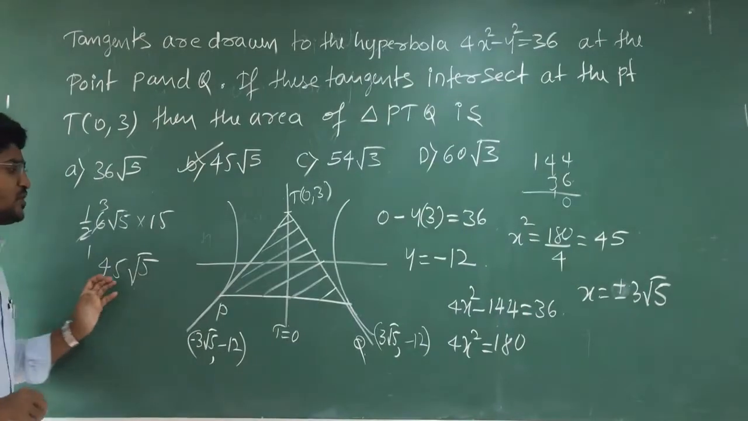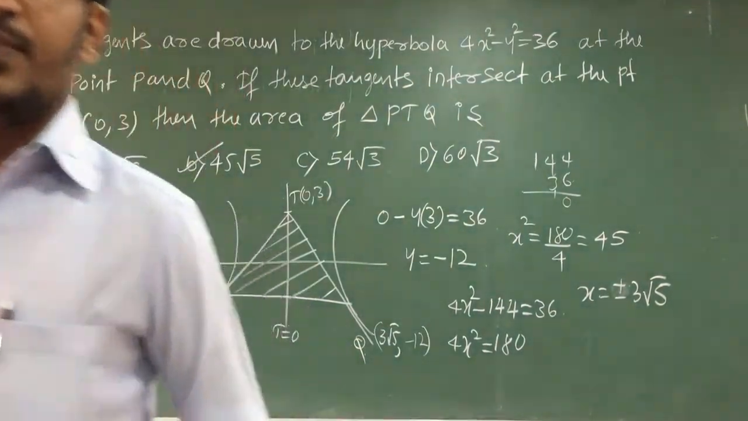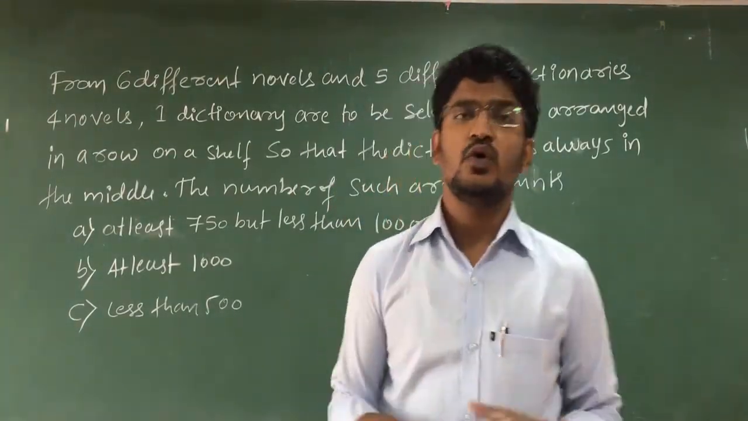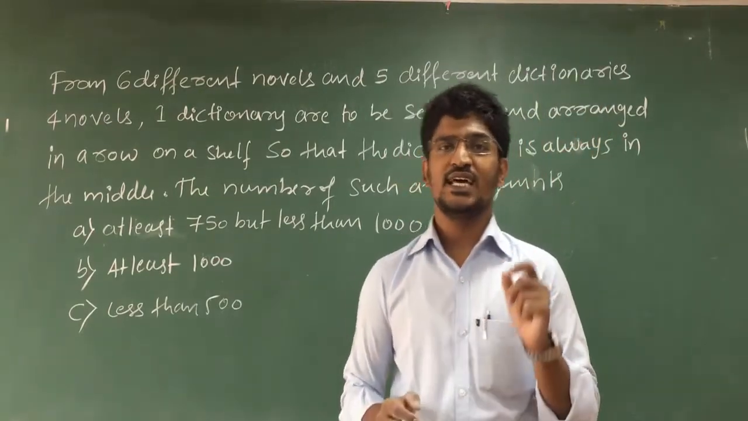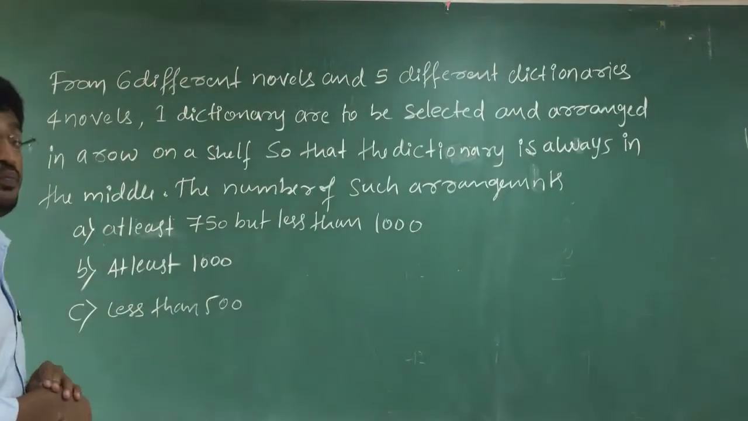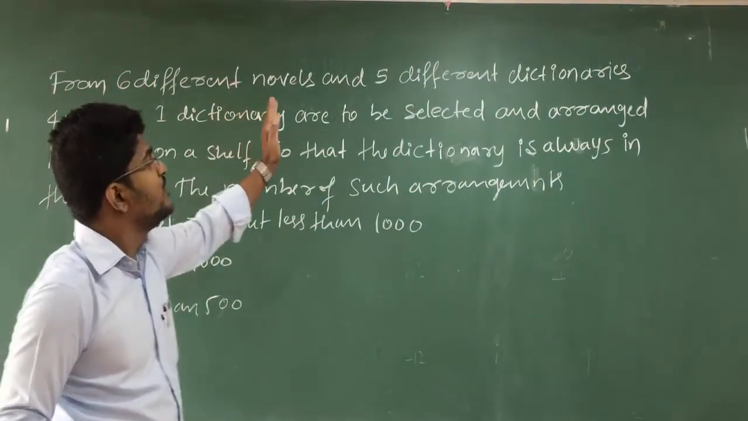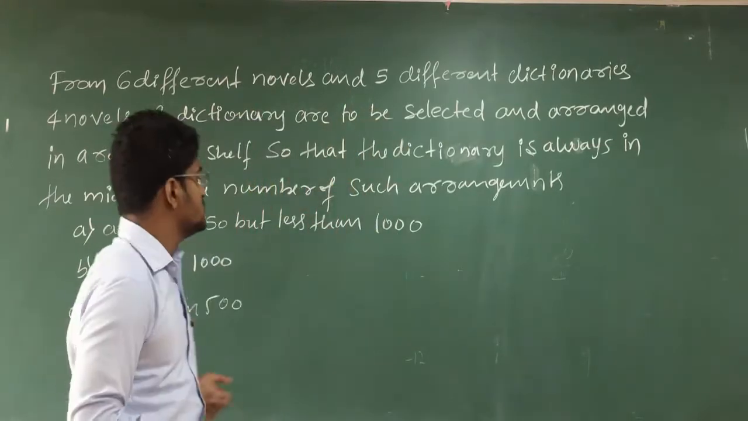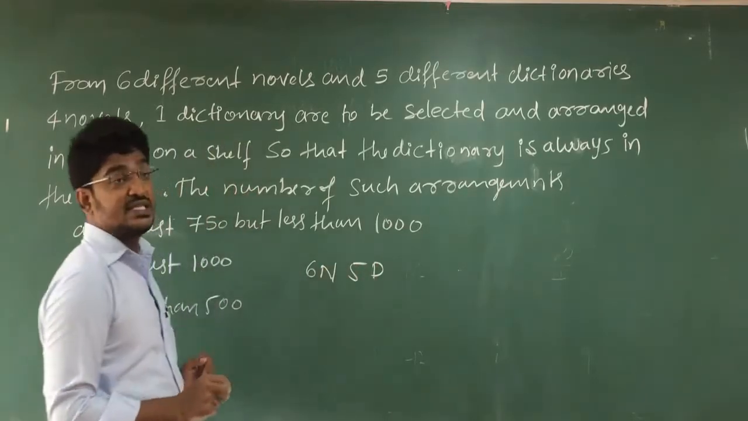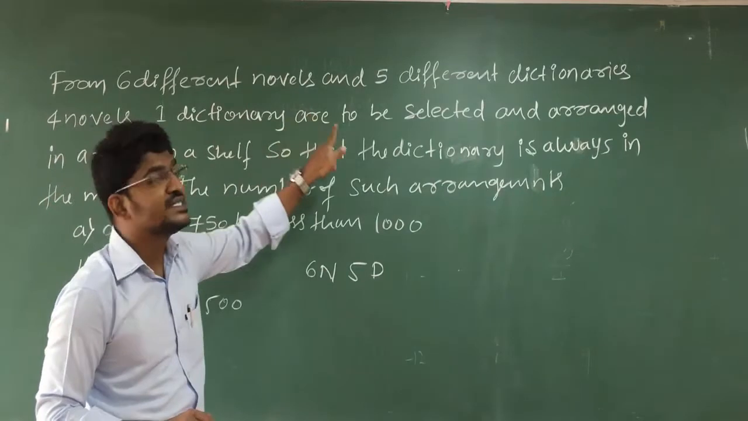So therefore 45 root 5 is the correct answer for this particular question. Okay, students, next let us move to the next question, that is from the world of permutations and combinations. Clear? So here what they are asking you: from 6 different novels and 5 different dictionaries, 4 novels and 1 dictionary are to be selected.